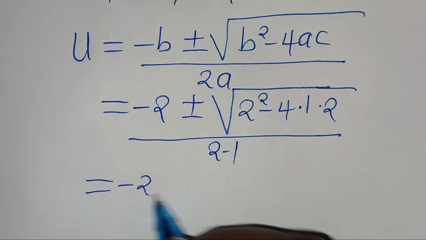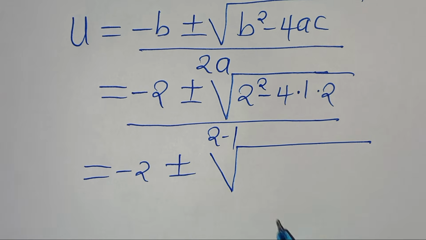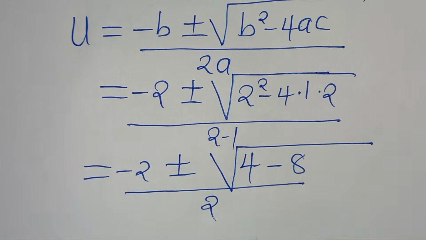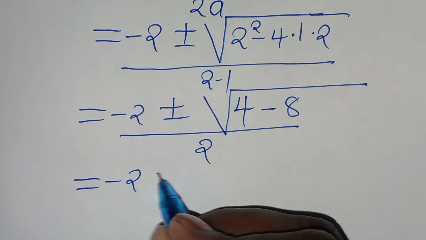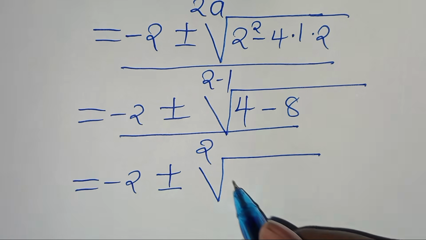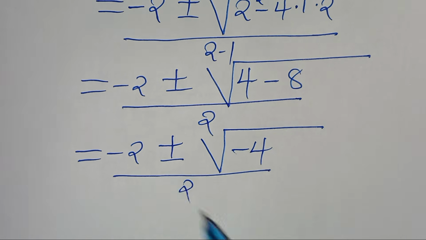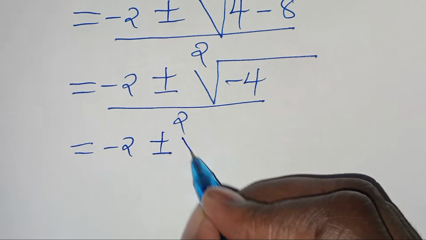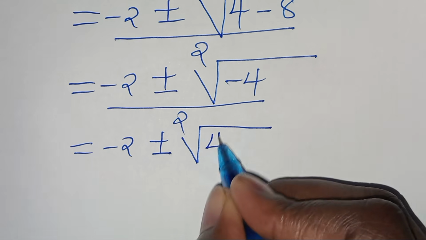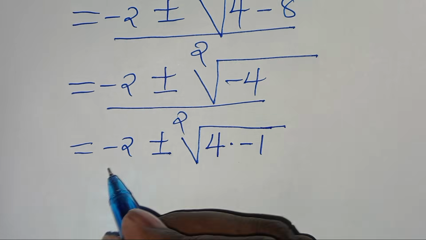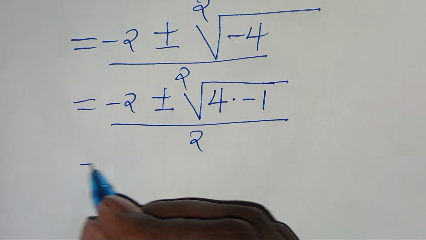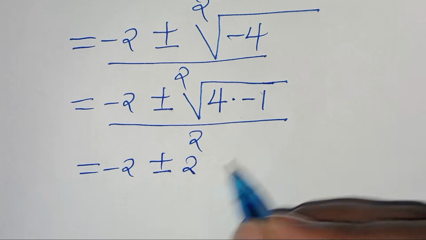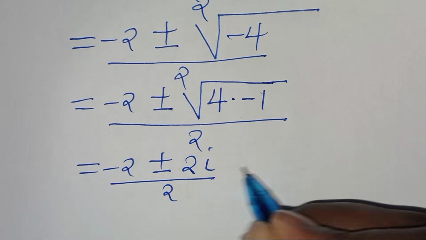So this is minus 2 plus or minus the square root of 2 to the power of 2, this is 4, subtract 4 times 2, this is 8, then divided by 2. So this is equal to minus 2 plus or minus a square root of 4 minus 8, this is minus 4, then divided by 2. So this is minus 2 plus or minus a square root of minus 4, which you can express as the square root of 4 times minus 1, then divided by 2. So this is minus 2 plus or minus a square root of 4, this is 2, square root of minus 1, this is i, then divided by 2.